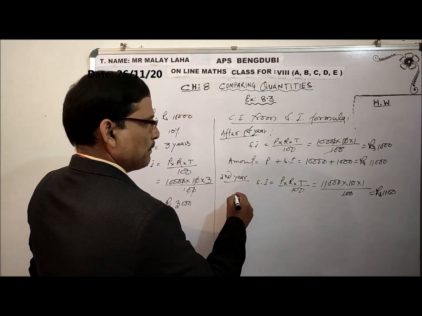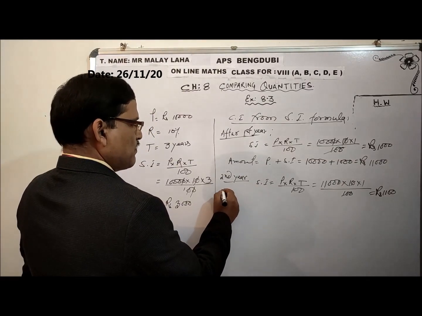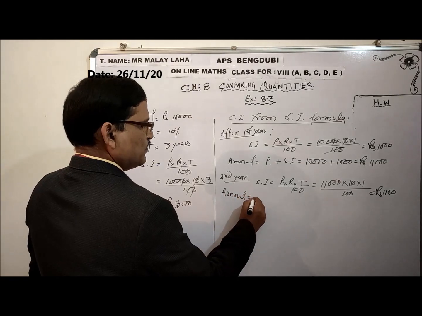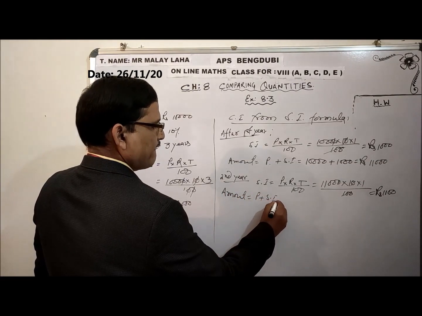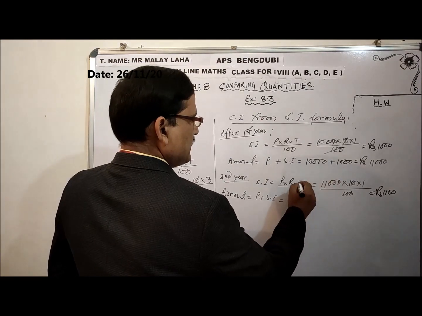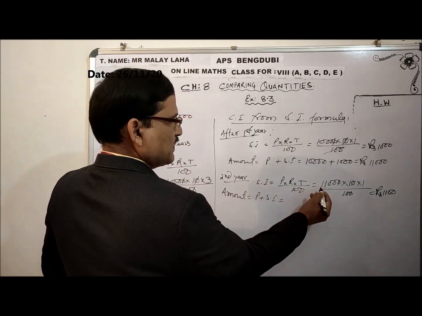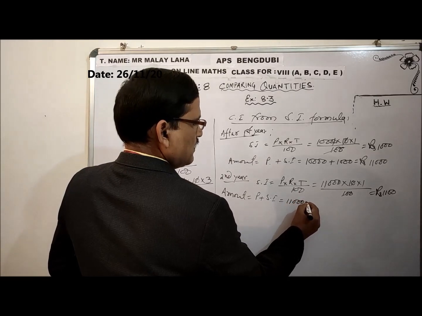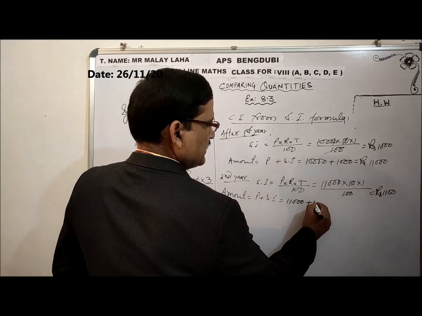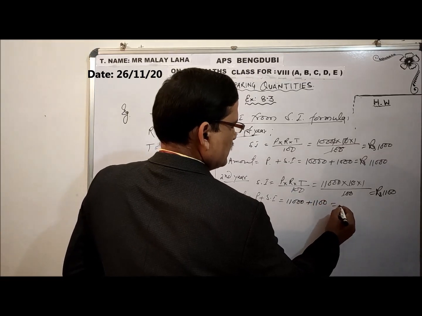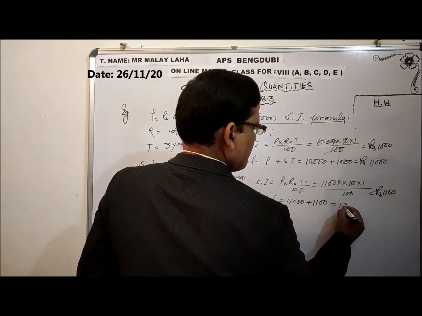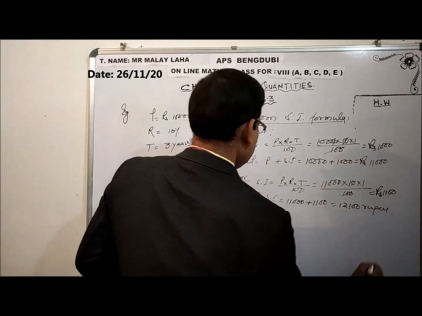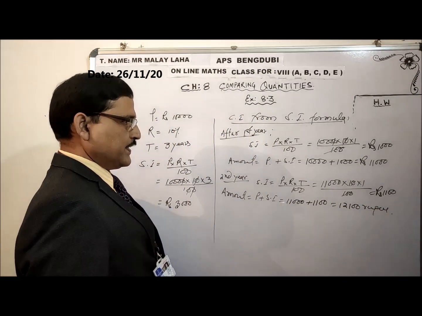Okay. Now the amount is equal to P plus SI. How much P? P is 11,000. So 11,000 plus this interest 1,100 comes to 12,100 rupees. So this is the principal for the third year.